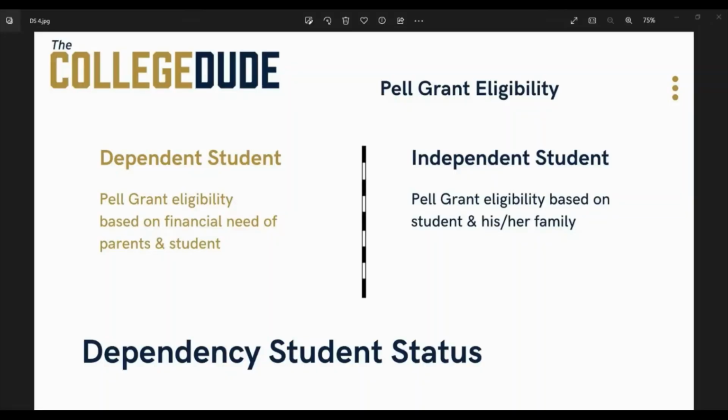Another thing to keep in mind is the Pell Grant eligibility. Dependent students are going to have their Pell Grant eligibility based on both their parents and the student financials. Whereas for independent students, the Pell Grant eligibility is strictly based on the student's family only. So that does not include the parents of that family.